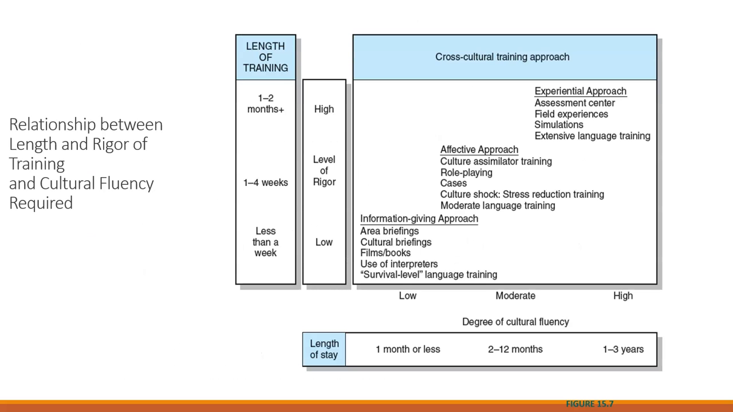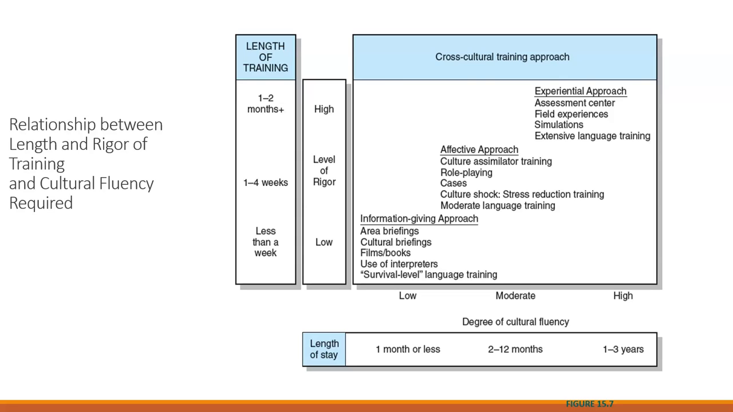And the last slide looks at the relationship between the length and rigor of training and the amount of cultural fluency required. So if we're going to move there for 1 to 3 years, we need a high level of training, we need experiential training, extensive language training. Where if we're just going to go there for a couple of weeks, we just need some quick information, and we can do that lecture only approach. So those various different things.